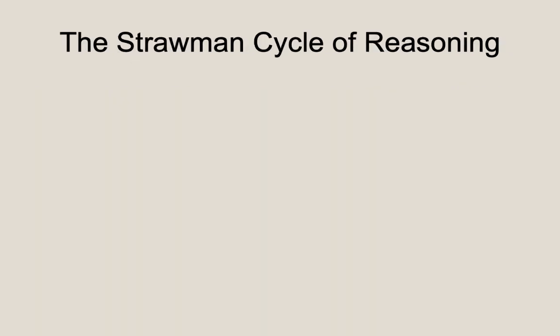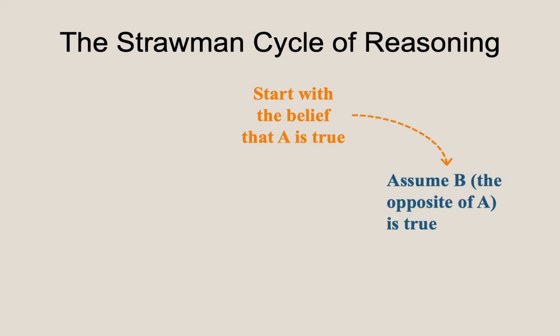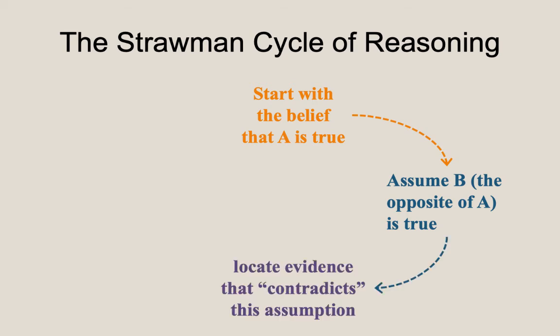So here's the strawman cycle of reasoning. The starting point is that we believe A is true. A is some statement or research claim. Next, we will assume that B isn't true instead, and B is the exact opposite of A. That is an important aspect of our analysis. This form of logical reasoning holds only if A and B are mutually exclusive and exhaustive scenarios. It is either one or the other and nothing else. More on this shortly. Next, we want to locate evidence that contradicts this assumption, that is, contradicts the statement B. If we can locate such evidence, we can then conclude that B was wrong.